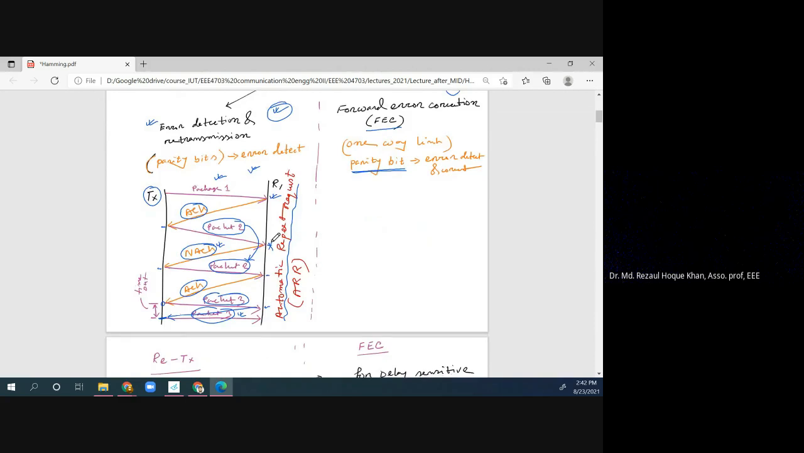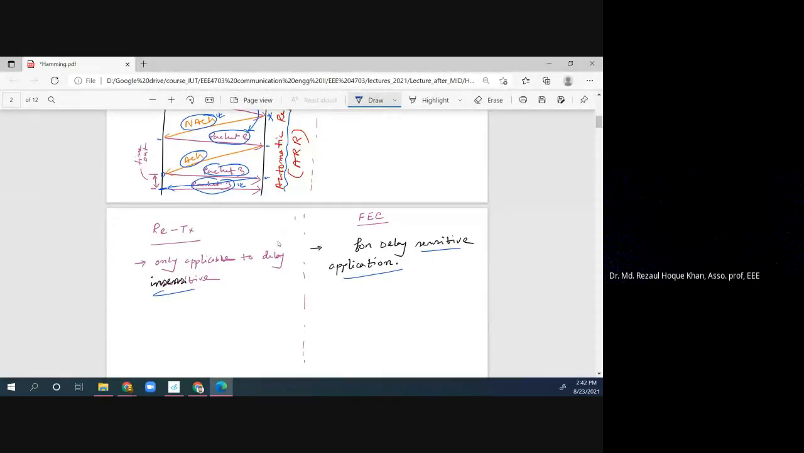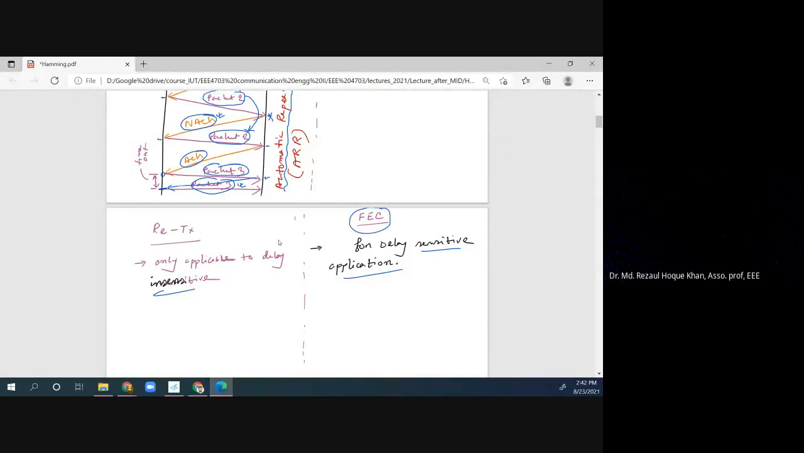For example, you're transmitting something, for example, live sports is happening. There is no way that you will wait, right? It's happening live, so your information has to be transmitted on the spot. So forward error correction will be used in a mechanism where delay is very vital. If there is delay, information can be distorted.